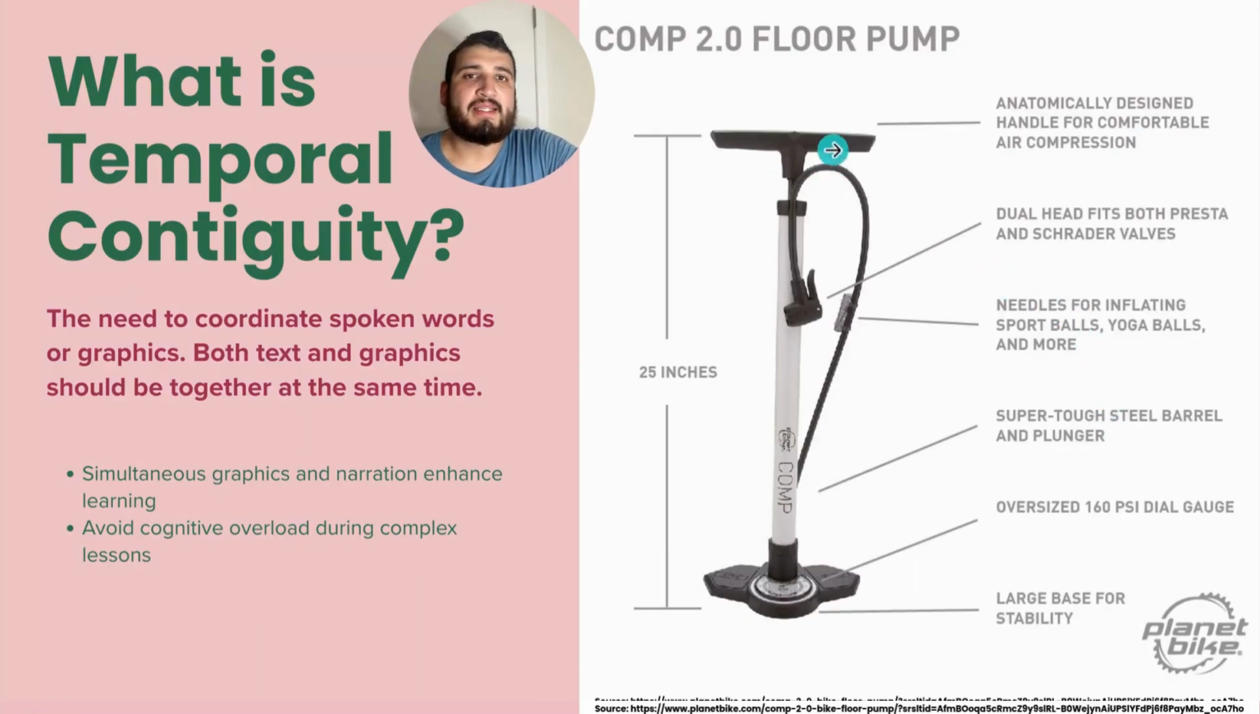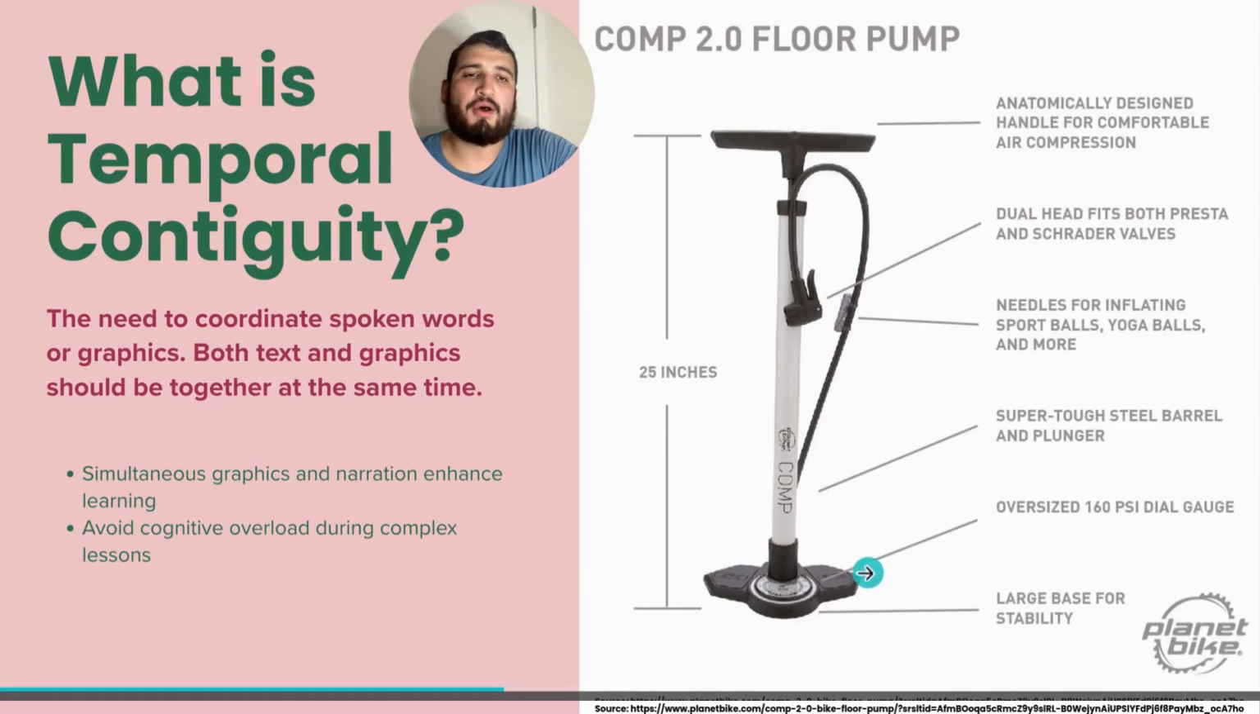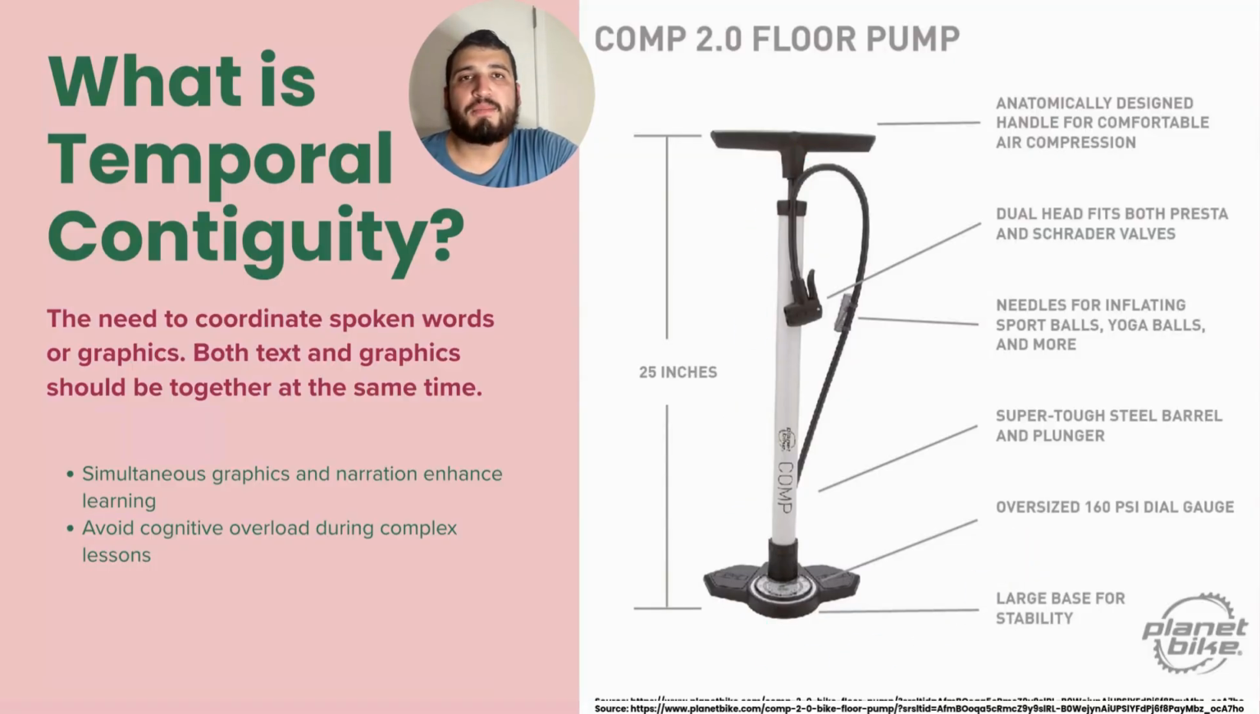In this example, we can see a picture of a floor pump. It gives you descriptions of how the floor pump looks and how it could be used when you buy it. It gives you examples of how the handle looks or where it's located. It gives you where you can put the needles for inflating. And it also talks a little bit about the large stable base that you have. All of this is what we want to see in our lessons. This helps our learners understand a little better how we can connect text and the visuals or graphics we are showing in a day to day lesson.